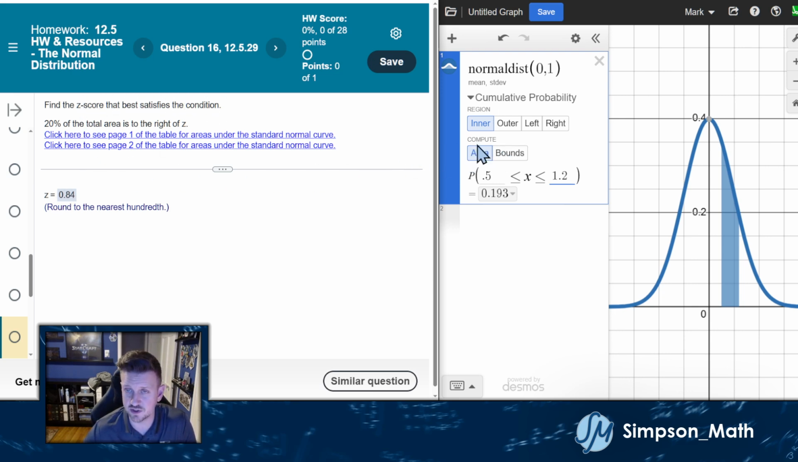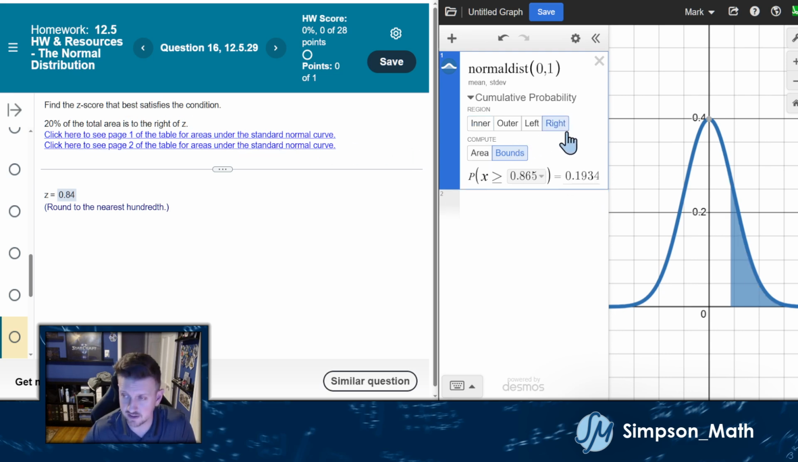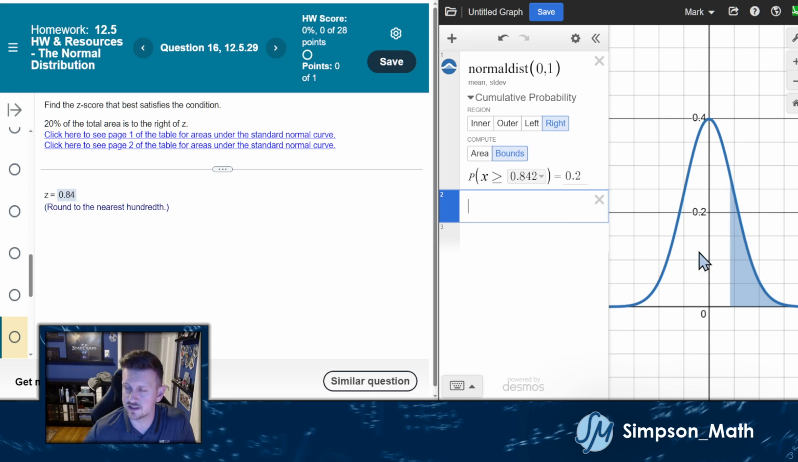So I'm going to go ahead and switch from computing the area to computing the bounds. So this is the 20% of the total area to the right of z. So I'm going to the right of a certain value. I'm going to find the upper 20%. So I'm going to change this to 0.2. So the upper 20% is up here. I get this 0.2.